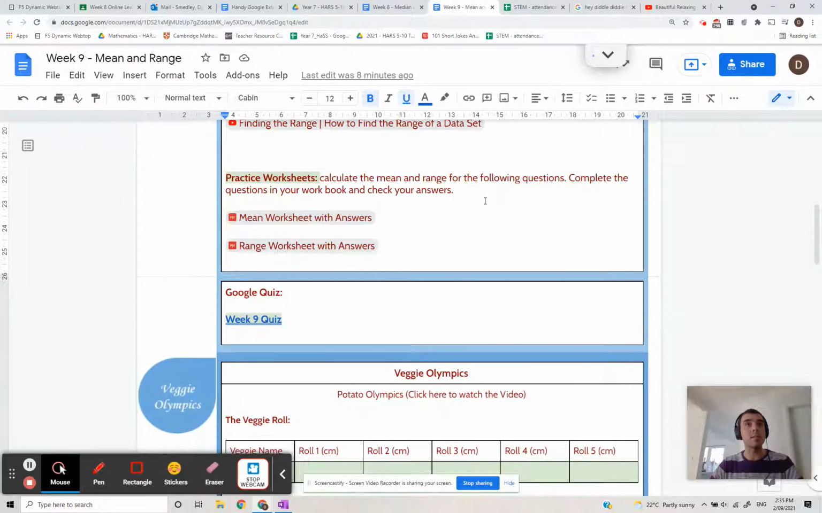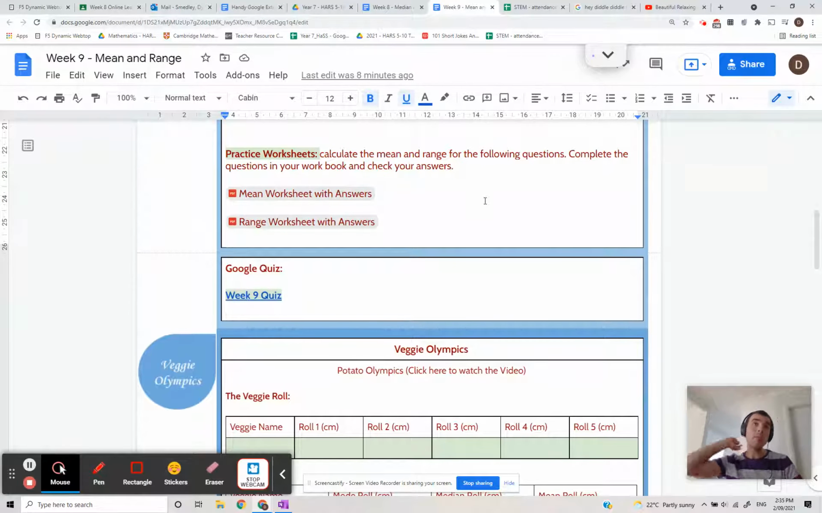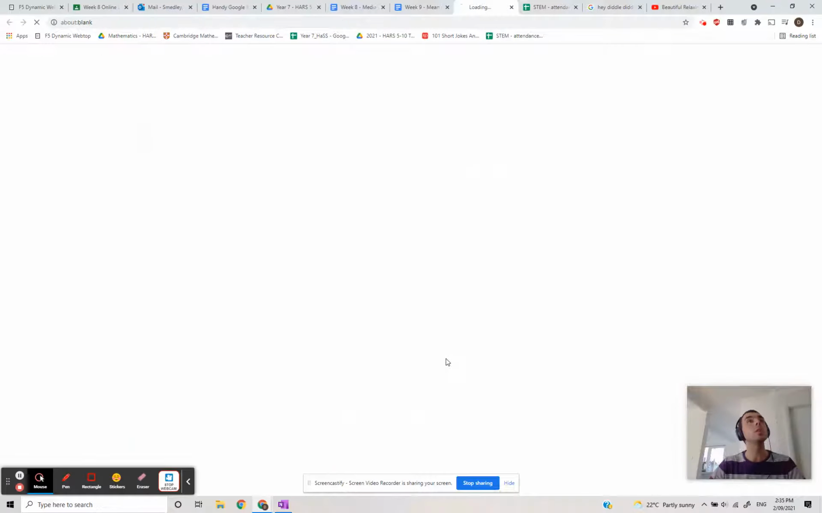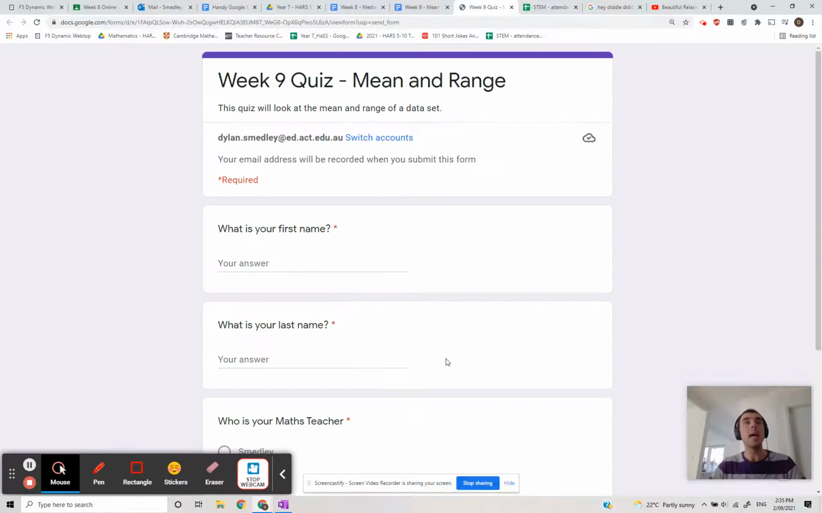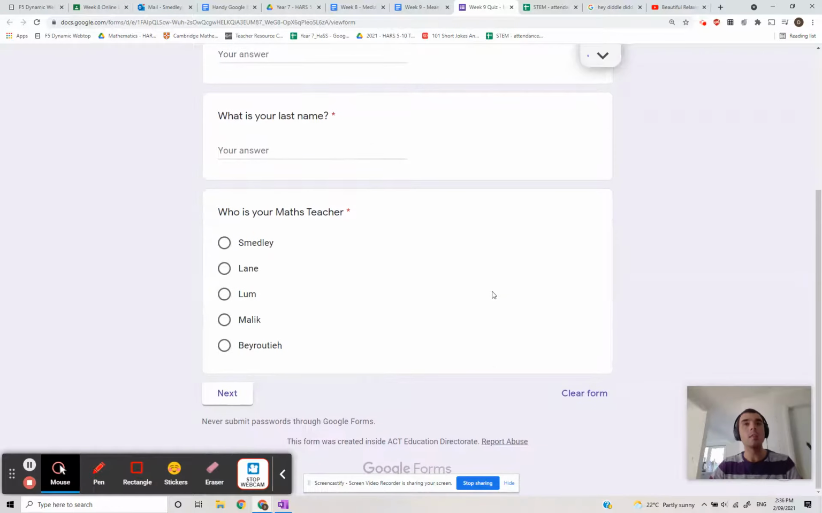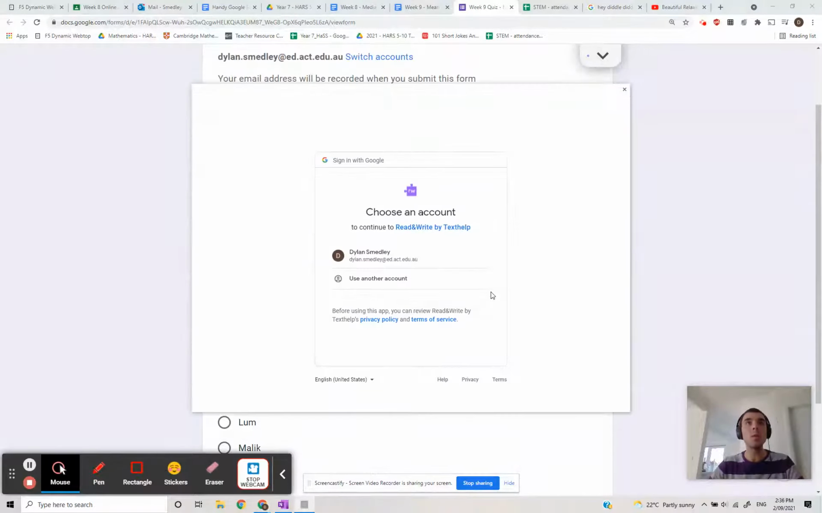That's your practice. When you think you're ready, when you're like, yep, I know how to calculate the mean, I know how to calculate the range, go and do our quiz for this week. We had lots of people completing the quiz last week, which is great. So make sure you do this quiz as well.